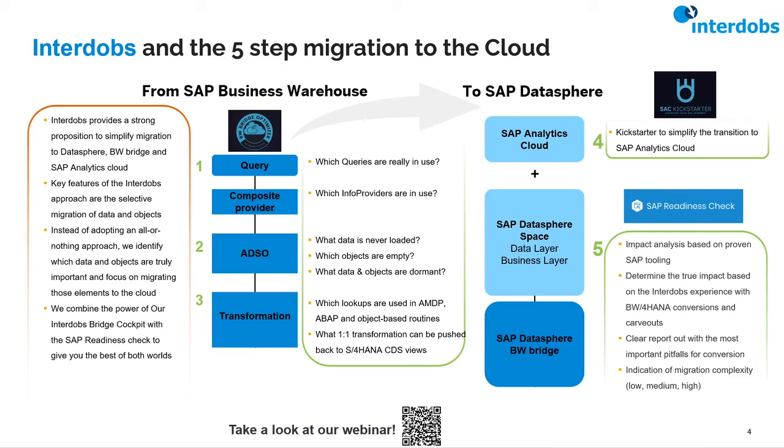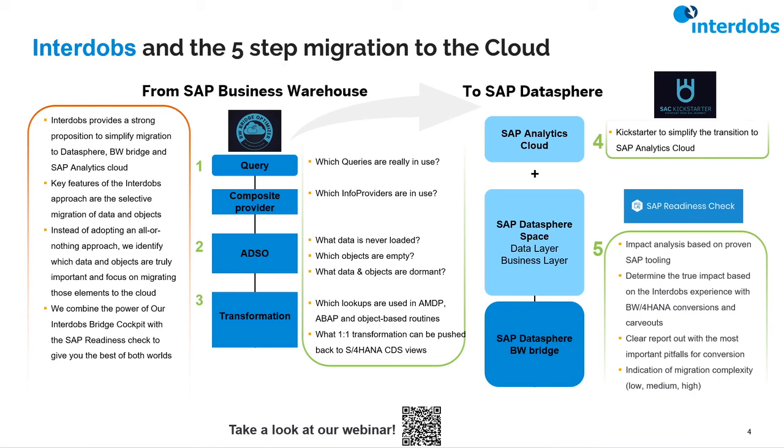Our second partner is Interdobs. Interdobs has introduced the Interdobs BW Bridge Optimizer tool. Also, Interdobs has been involved in many BW implementations and BW migration projects, including migrations to SAP Datasphere. They provide an innovative approach to support with the migrations to SAP Datasphere, including BW Bridge. Interdobs provides a selective migration approach instead of a blanket approach, where they focus on the data and objects that truly matter to your environment, ensuring an efficient migration process to the cloud.